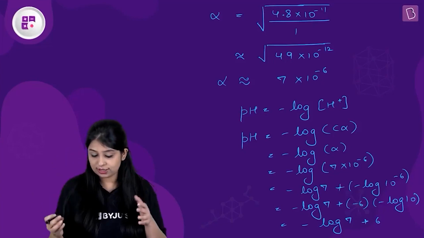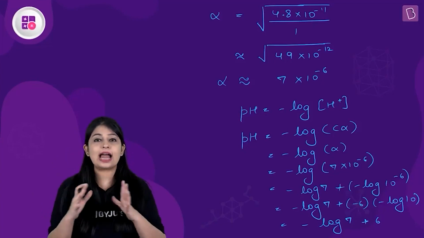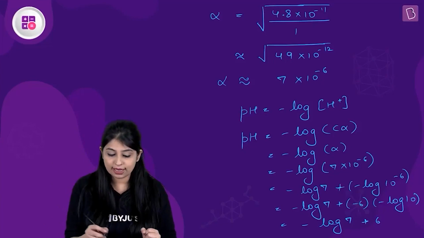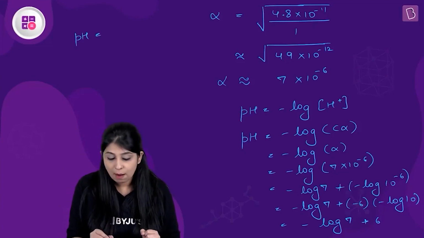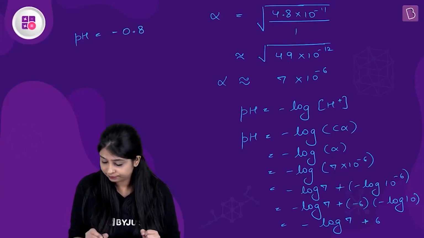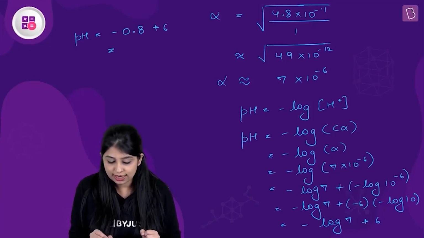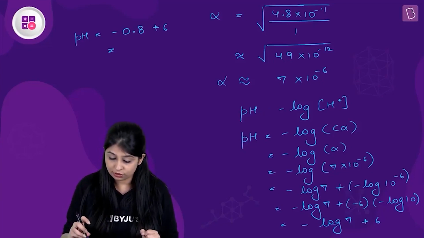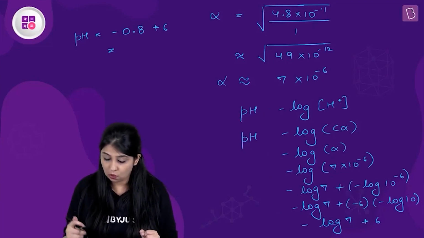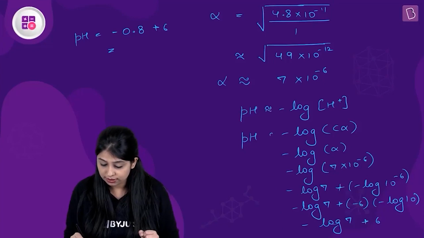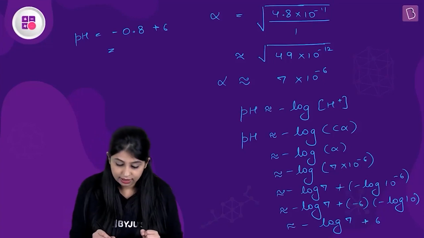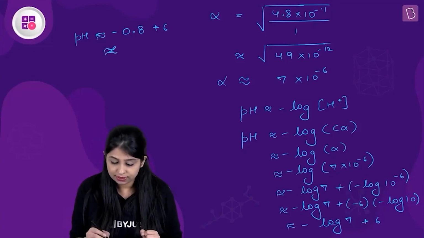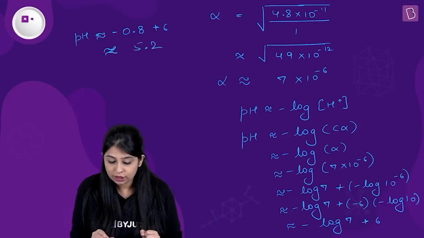Okay, so now we just need to know the value of log 7 and we are done. So log 7 is 0.8. So pH becomes what? It becomes minus 0.8 plus 6, which is, now this is all approximation, okay? This is not equal to, this is all approximation because we did the approximation above. Instead of 48, we made it 49, right? So this will be equal to what? This will be equal to 5.2.